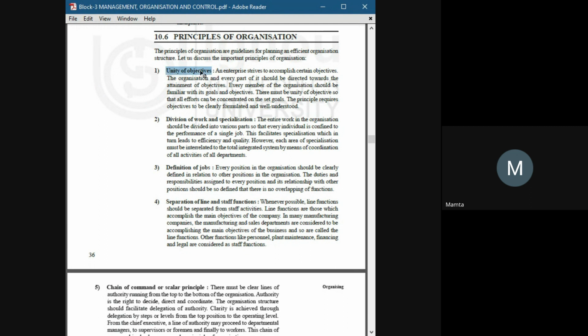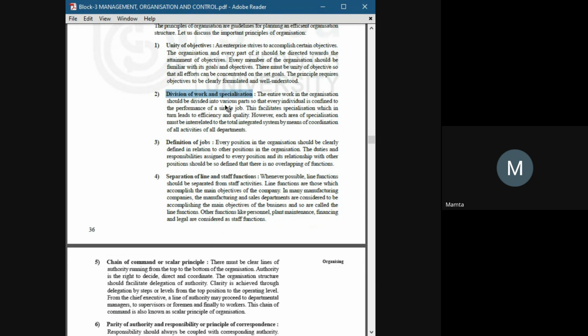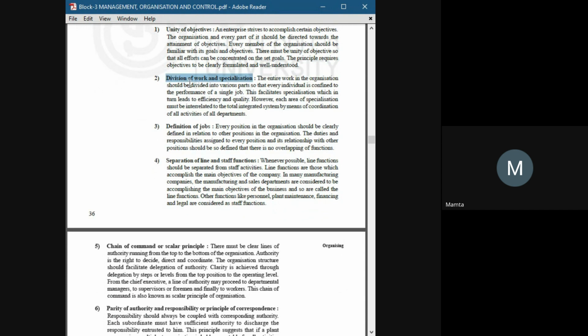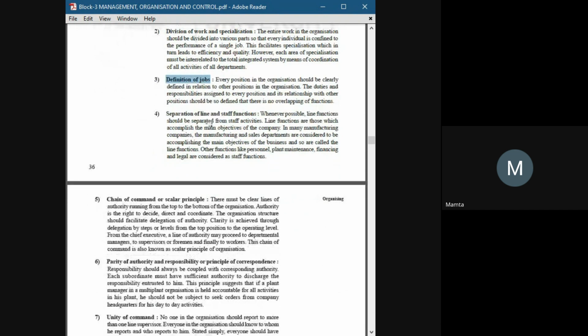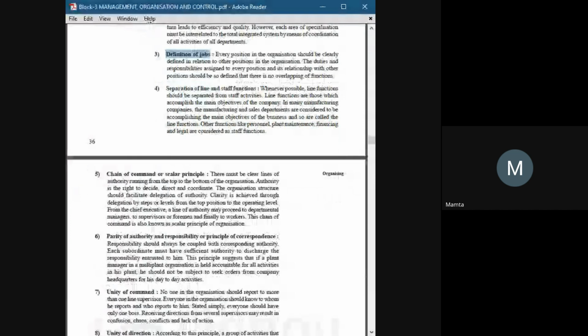Division of work and specialization. We divide the work and assign it to a special person, like a person who is good at finance will be sent to the finance department. So, division of work and specialization. Definition of job. Every person you are assigning a job should know their job. What is their job? They should know what they have to do at that position. So definition of job is necessary.